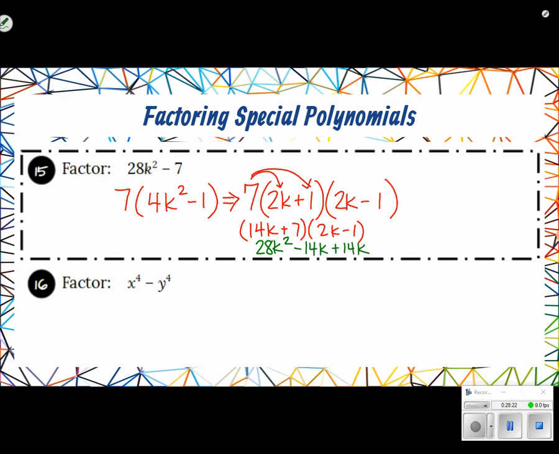Plus 14k minus 7. Oh, look, they cancel. That leaves 28k squared minus 7, which is what we started with.